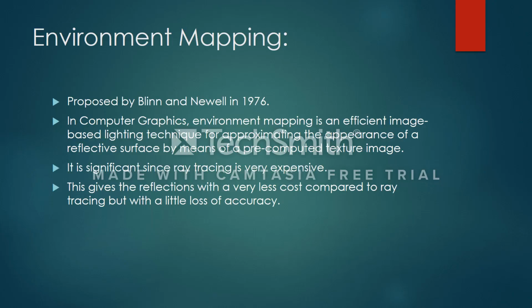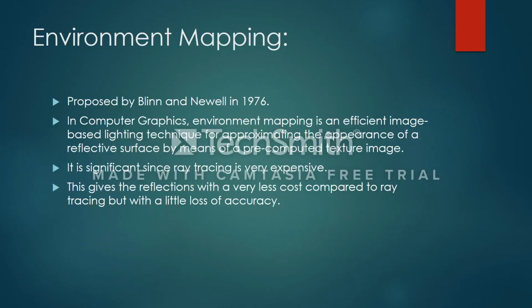Let's get into environment mapping. This was proposed by Blinn and Newell in 1976. In computer graphics, environment mapping is an efficient image-based lighting technique. It is a process of approximating the appearance of reflection of the surroundings on an object in that surroundings.